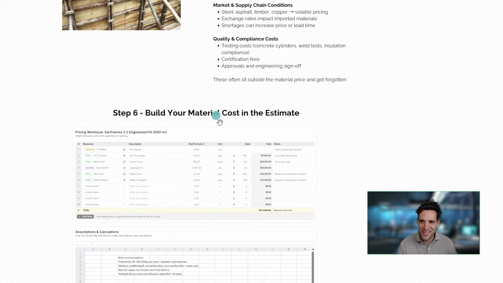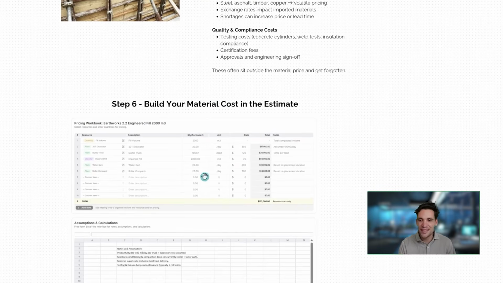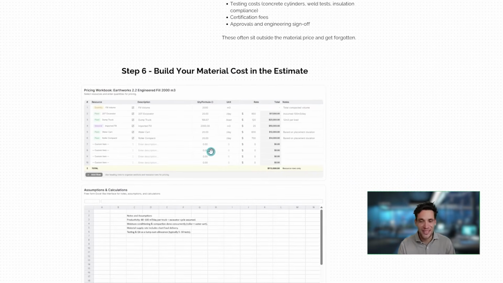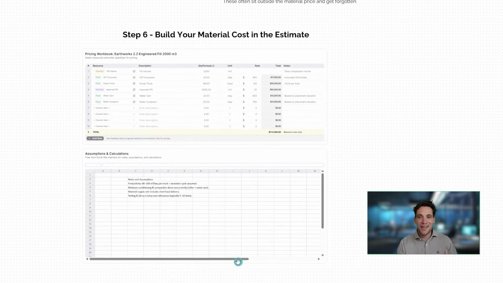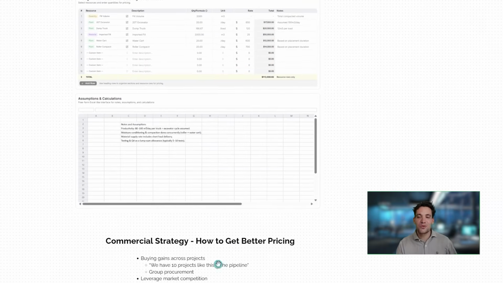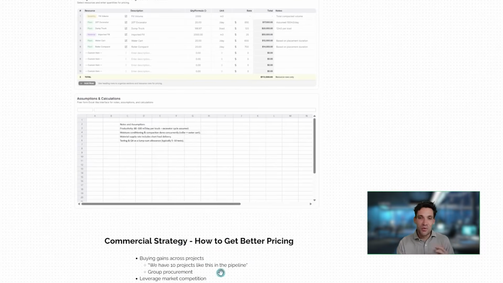I don't know what I was thinking when I wrote this, but the final thing is step 6, to build your material cost estimate. This is basically taking the rates you've applied and applying a quantity. Very, very simple. I was thinking about doing a worked example, but I'm assuming you can multiply and derive quantities, so it's probably not even worth it. So the final thing I want to talk about is basically a commercial strategy you can use to get better material pricing at less risk.